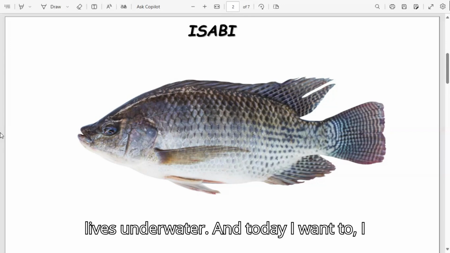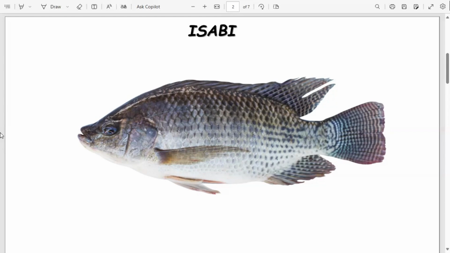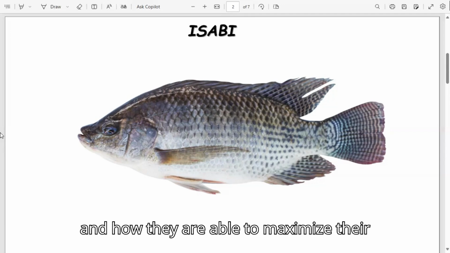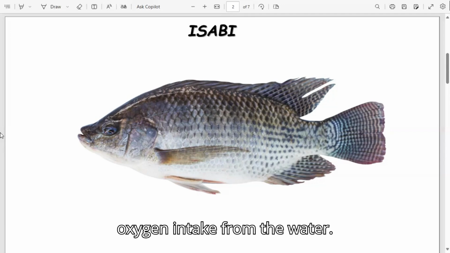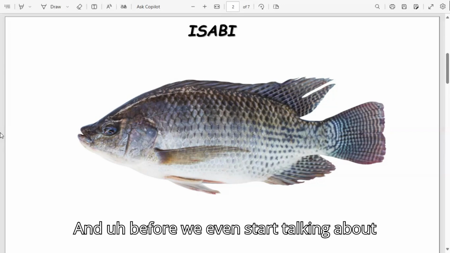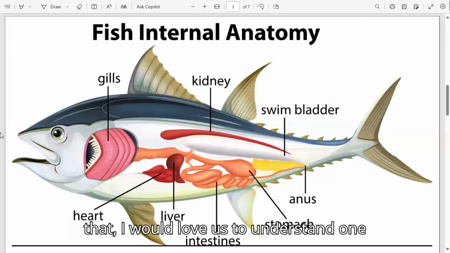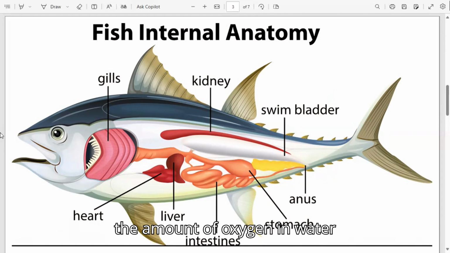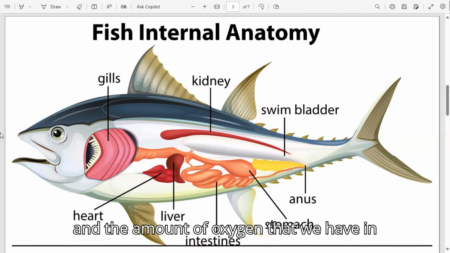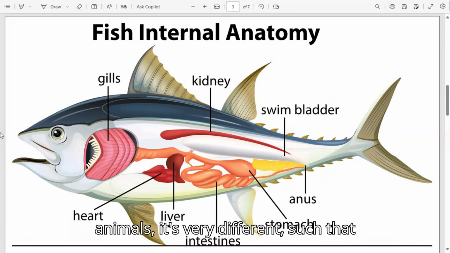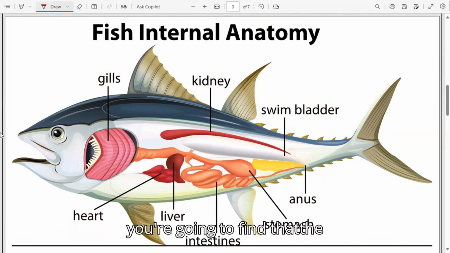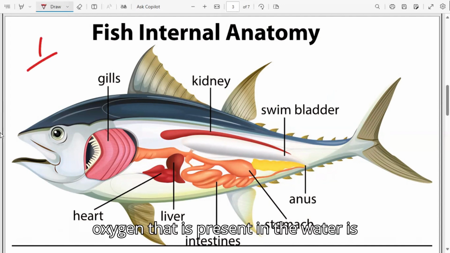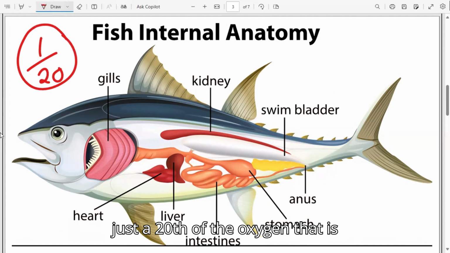And today I want us to focus on how respiration takes place in fish, and how they are able to maximize their oxygen intake from the water. Before we even start talking about that, I would love us to understand one thing: if you look at the amount of oxygen in water and the amount of oxygen in the air that we breathe as land animals, it's very different. The oxygen that is present in the water is just a 20th of the oxygen that is present in the air that land animals breathe.